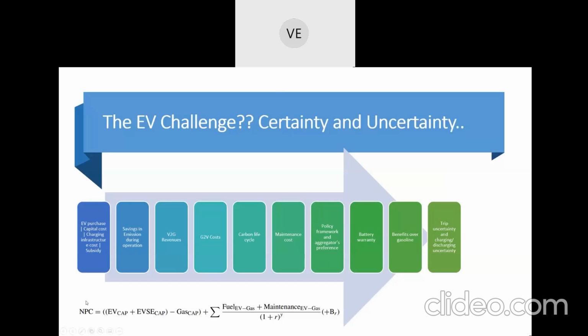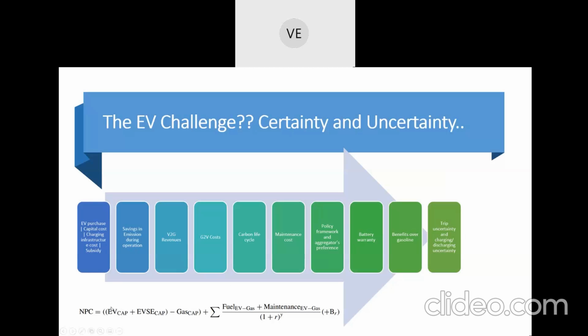Now, you see here the net present cost. What is net present cost? It depends on the discounted cash flow. So here what we have modeled is, compared to the gasoline based vehicles, how the revenue and expense for the EV differ. That is what we have considered.